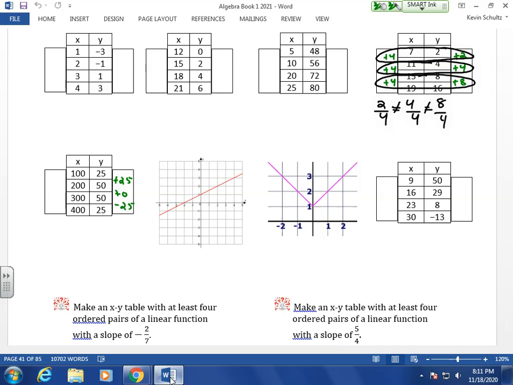The x column here, we have plus 100. And then 200 to 300 is another plus 100, and then 300 to 400 is plus 100. But this is not going to be good. Oh, that was even worse.